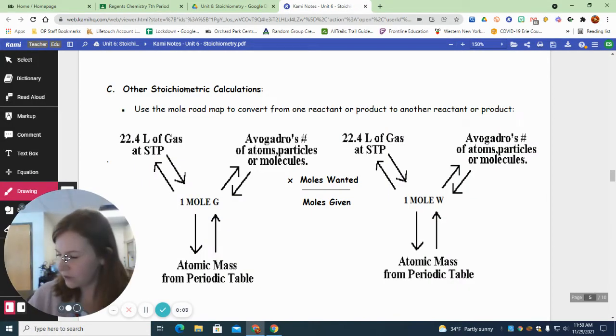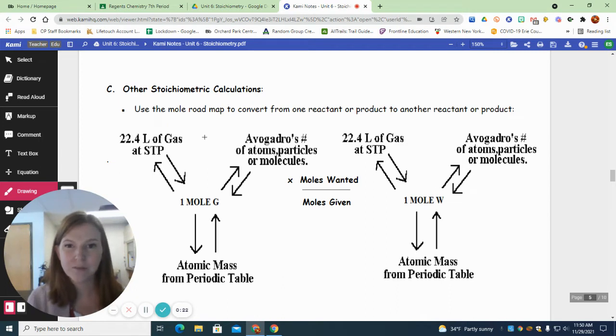Hi guys. So in your note packet, we are going to be picking up on page number 5. You are definitely going to want to have a calculator reasonably handy today, and probably your reference tables as well, okay? So the ed puzzle for today is about doing other stoichiometric calculations.